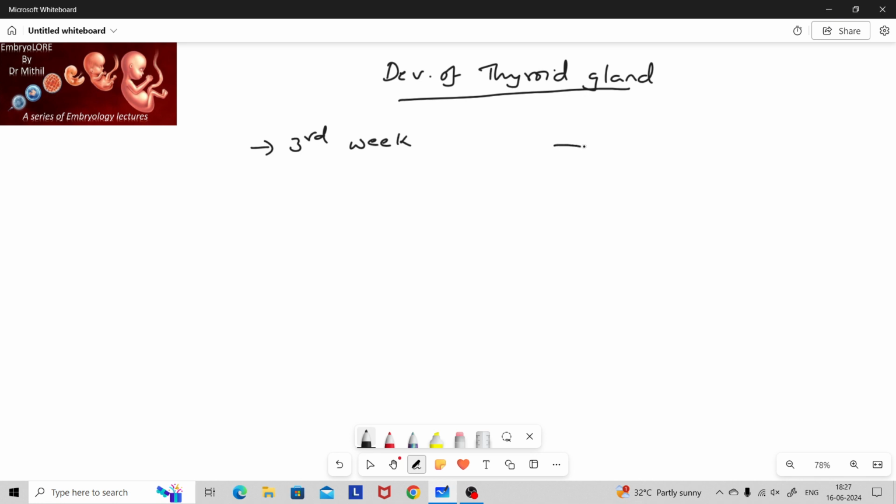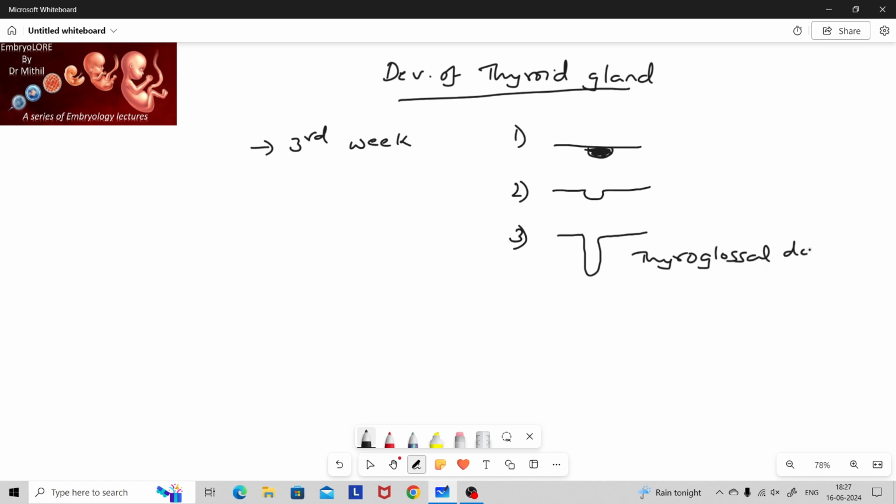First of all, there is an endodermal thickening. This is the endodermal thickening here, the first stage. From here, in the second stage, the outpouching of the endodermal thickening happens, followed by the formation of the thyroglossal duct. Sorry, extremely sorry, that is the thyroglossal duct.